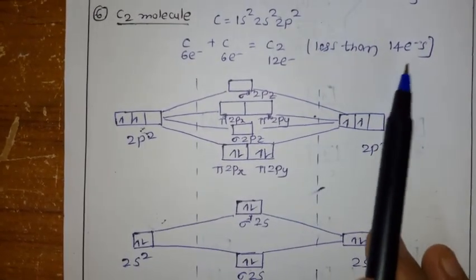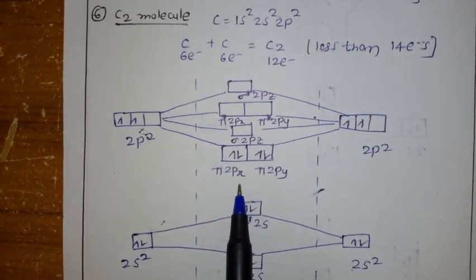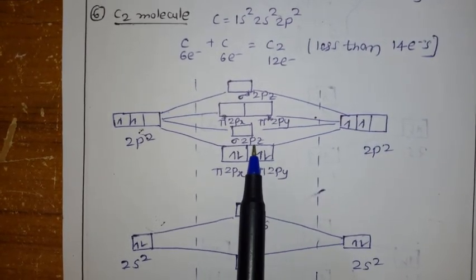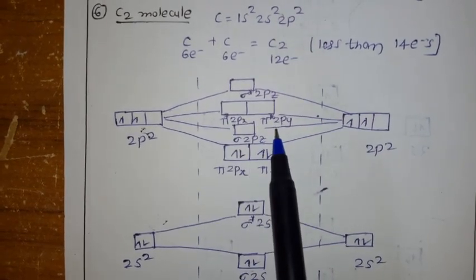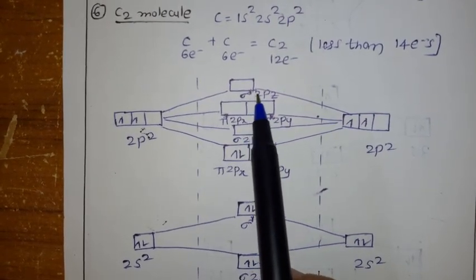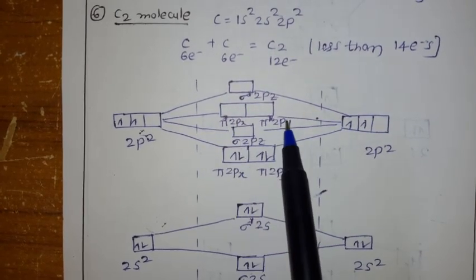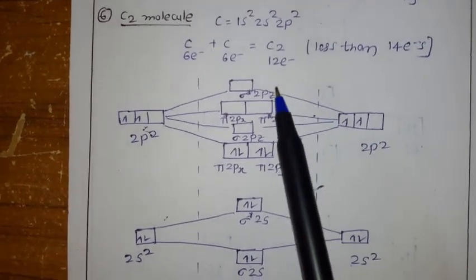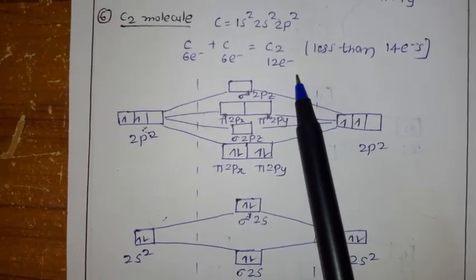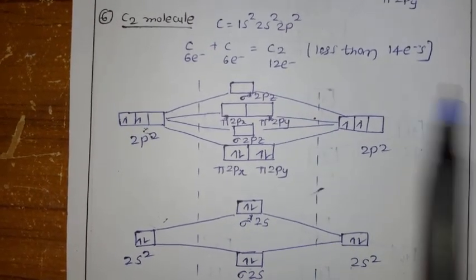Now, this is a case of less than 14 electrons. So first we have pi 2px, pi 2py, then sigma 2pz, then pi star 2px, pi star 2py, then sigma star 2pz. So these are the antibonding, and these are the bonding molecular orbitals. Now, total how many electrons are there? 12 electrons are there. Now 12 electrons we have to fill.